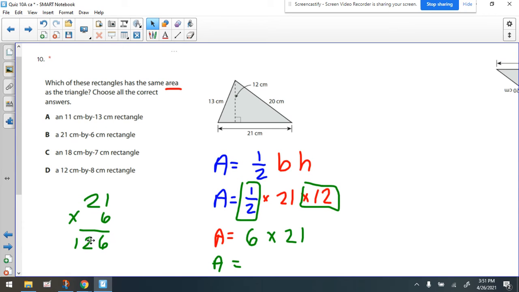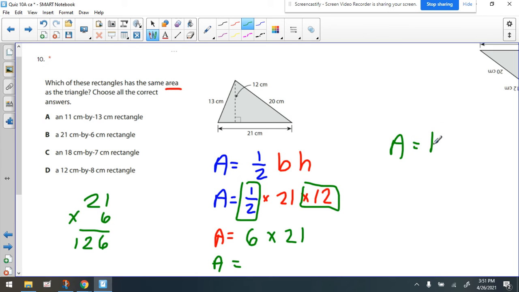But if we had doubled this number, then we'd be back to what it would be if it was a complete parallelogram. In other words, if it was that shape. But let's take a look at what they're offering here as choices. Now remember, the area of a rectangle is area equals base times height.